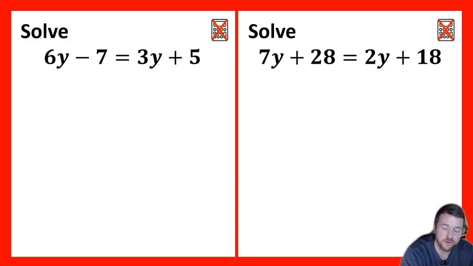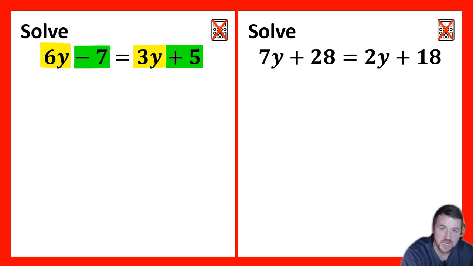To solve trickier equations where the variables or the letters appear on both sides of the equation, we need to move all of the terms that involve the variable to one side of the equation and all of the constants to the other side of the equation. We can do this by moving the variables to the left-hand side of the equation and the constants to the right-hand side of the equation, or alternatively, we could do this the other way around. To move these terms around the equation, we'll use inverse operations to balance the equation.